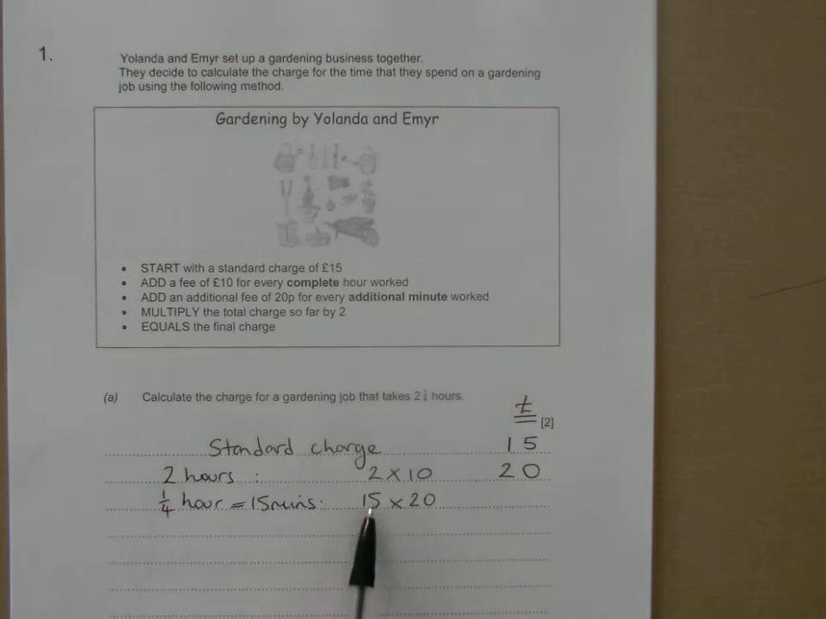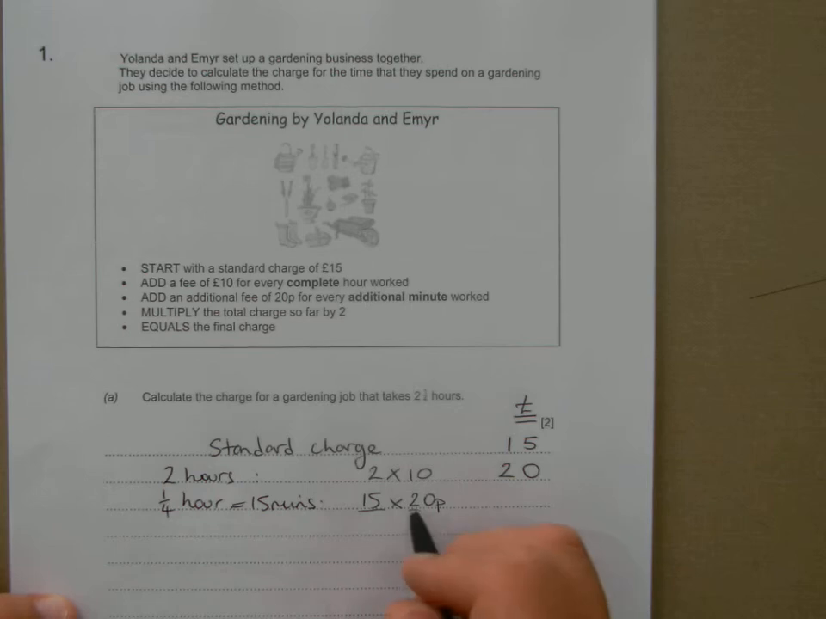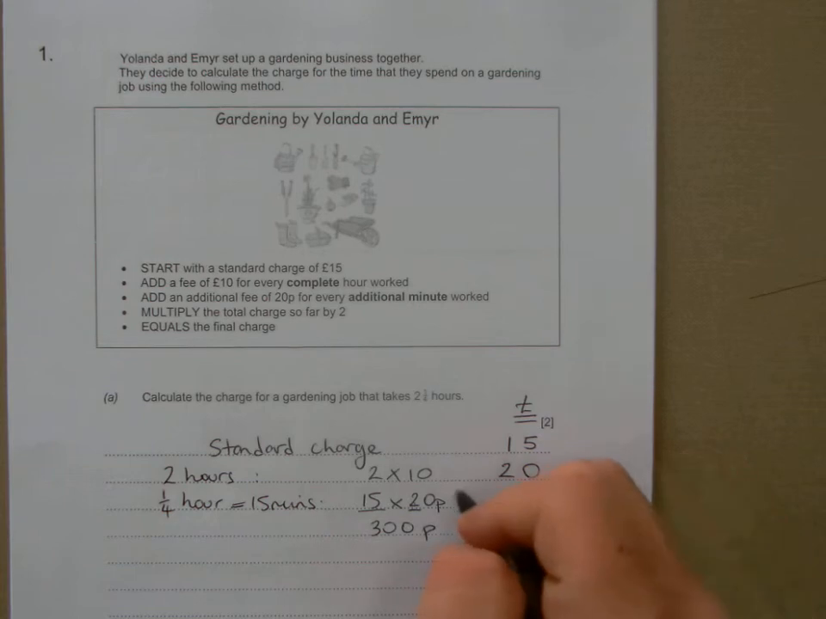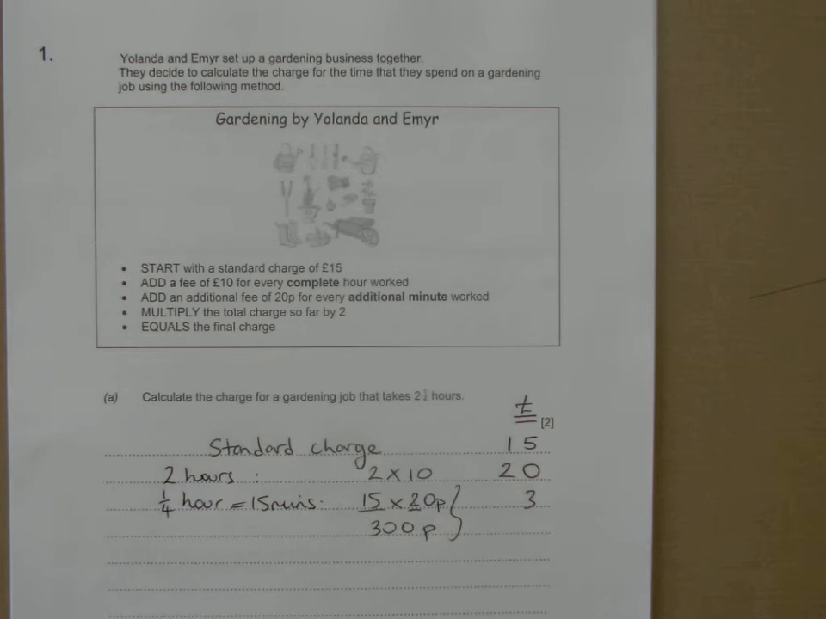When I work this out, it's easy, because I just do 15 times 2. 15 times 2 is 30, and then add the 0 on, so that's 300 pence. Change that to pounds, and that becomes £3. I'll put that in my total, because there's 100 pennies in a pound, so 300 pence is £3 in total.